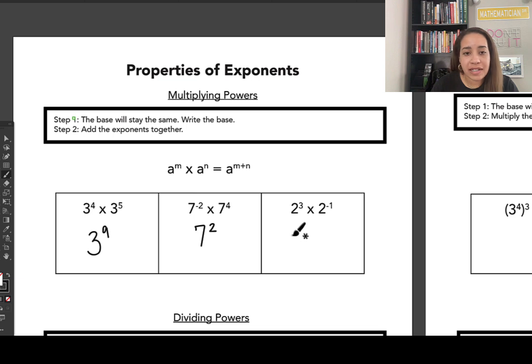Here's one more example of multiplying powers. We keep the base the same, so I'm copying down my 2, and then I need to add our 3 plus our negative 1. 3 plus negative 1 gives us 2. So we will practice more of these problems in a couple pages, but for now I'm going to continue to introduce our rules to you.